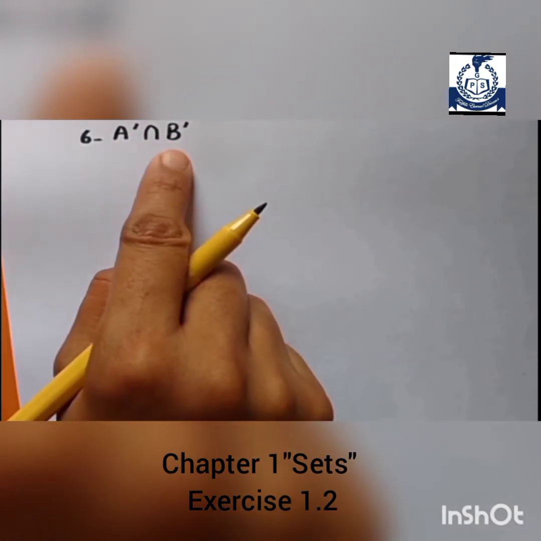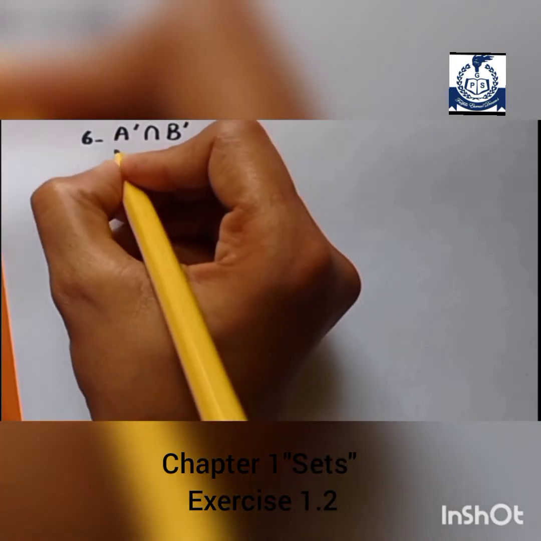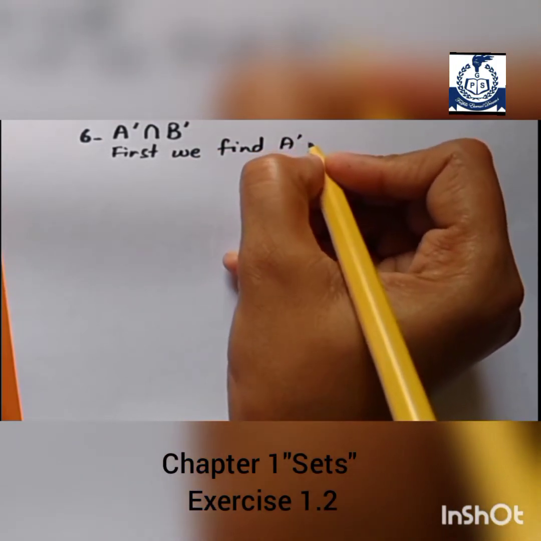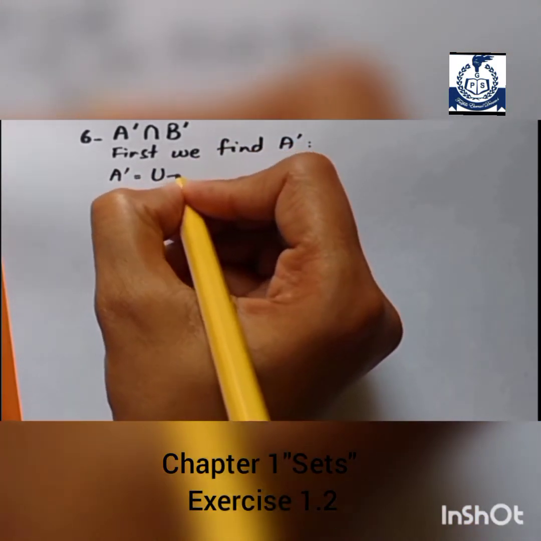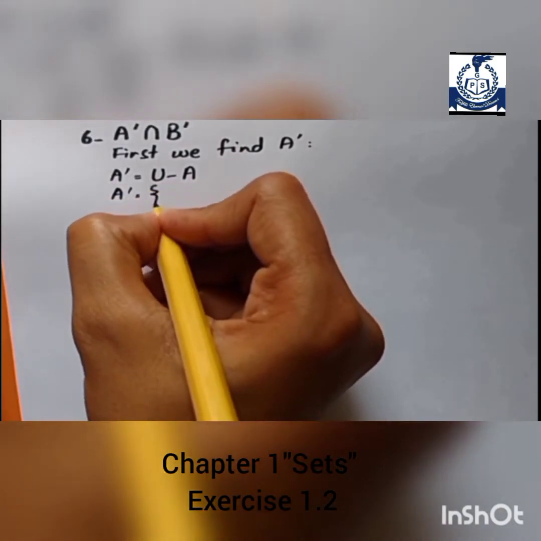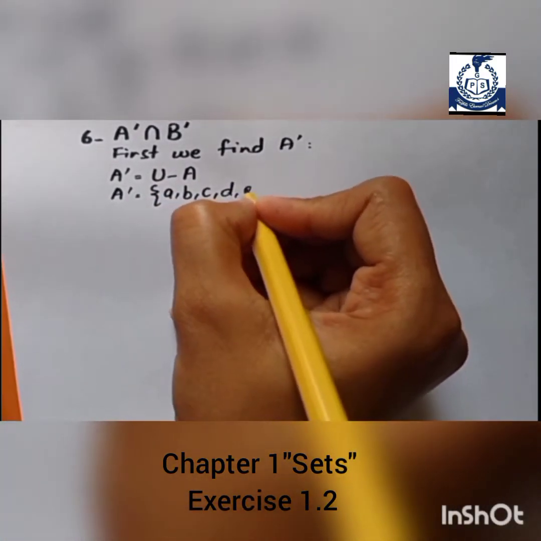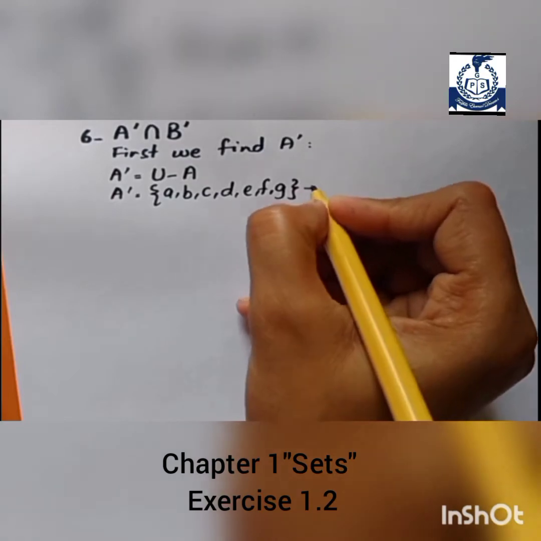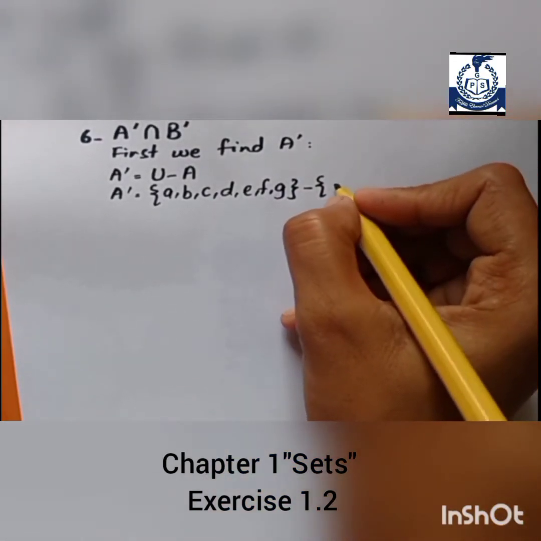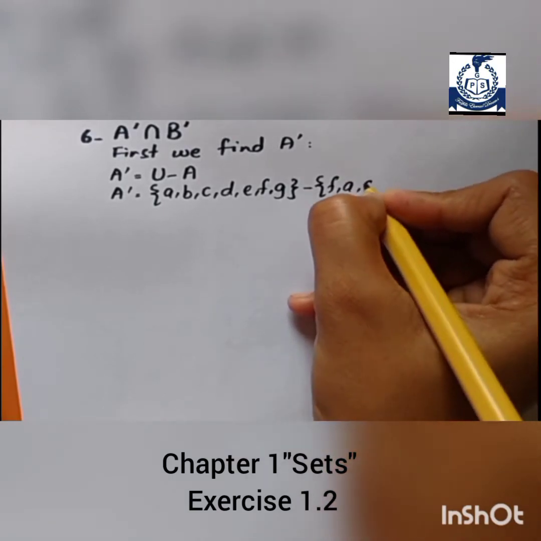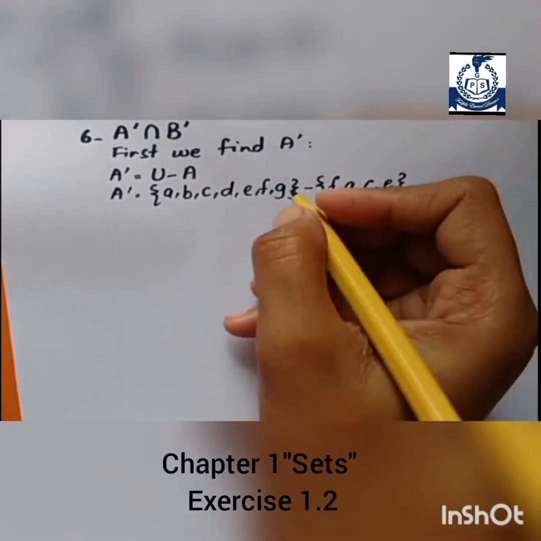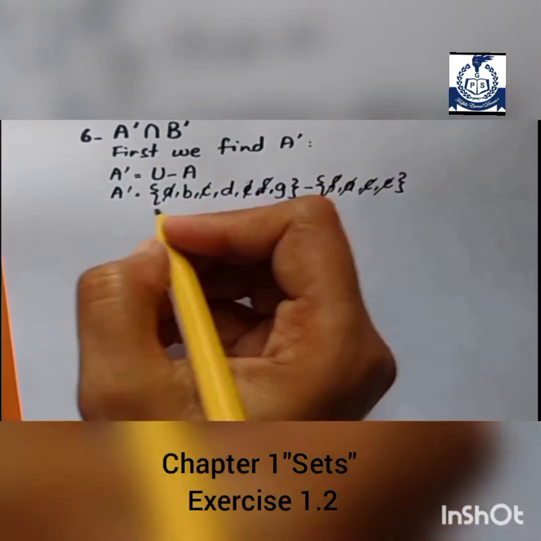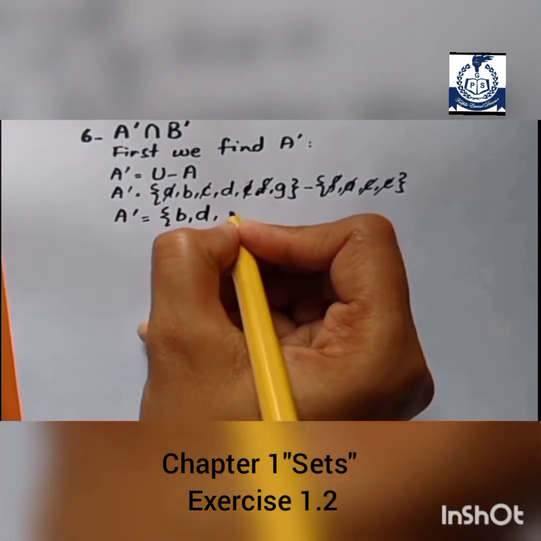And part number 6 is A complement intersection B complement. In this question we have A complement intersection B complement. So first we find the A complement, then we find the B complement, and in the last we find the A complement intersection B complement. A complement is equal to universal set minus A, B, C, D. In a place of universal set we write the element of universal set, minus sign. In a place of A we write the element of set A, F, A, C, E. We cancel out the same element, A, C, C और E से E cancel out, and is equal to B, D, G.